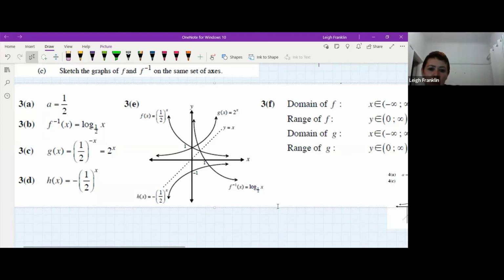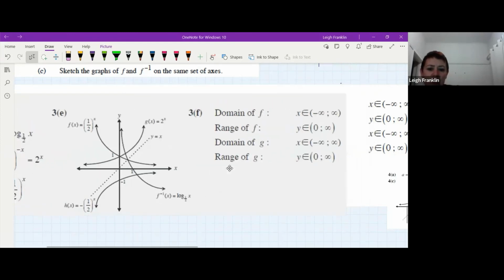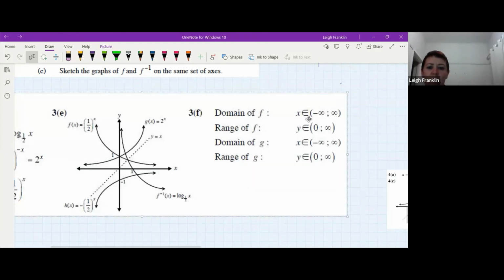Yes, ma'am. Oh, okay, all going well. All right, lovely. And then, of course, they asked us these questions about domain and range. Now, what they've done here is just a different way of writing things. When I was writing x as an element of the real numbers, that's what they mean from negative infinity to positive infinity. When they write the range of f as y as an element from 0 to positive infinity, that's us writing y as greater than 0.